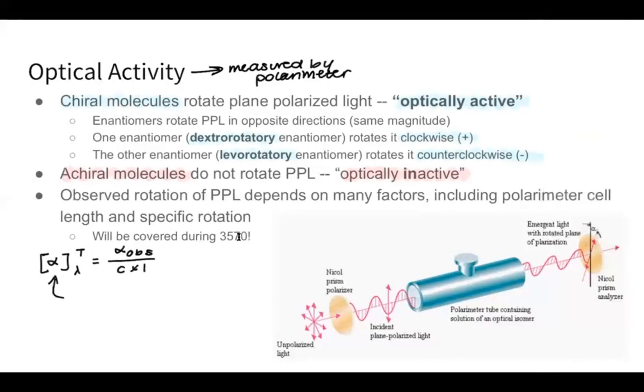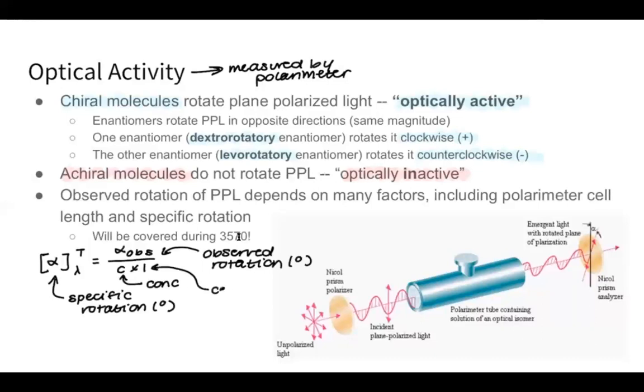So this alpha in brackets is going to be the specific rotation of the plane polarized light. That's just going to be measured in degrees. This alpha observed is going to be the observed rotation, so the rotation of the light after it comes out of the polarimeter. C is going to be the concentration of your isomer. And L is going to be the cell path length, so how far it has to travel.